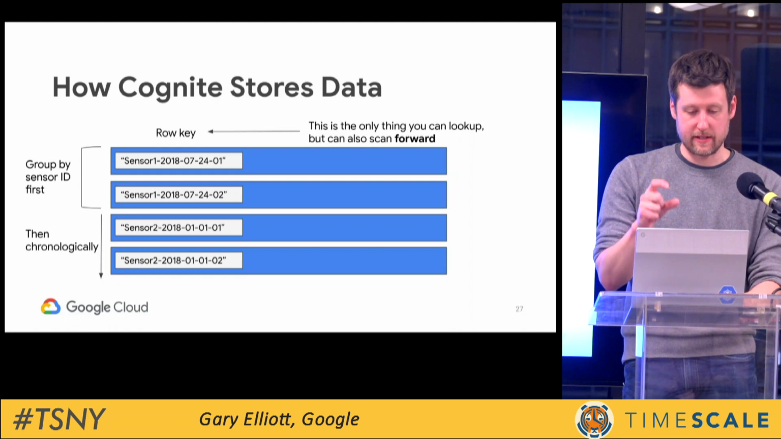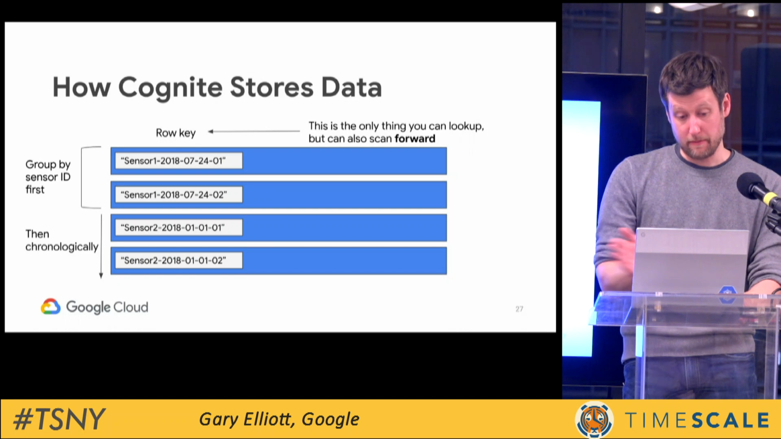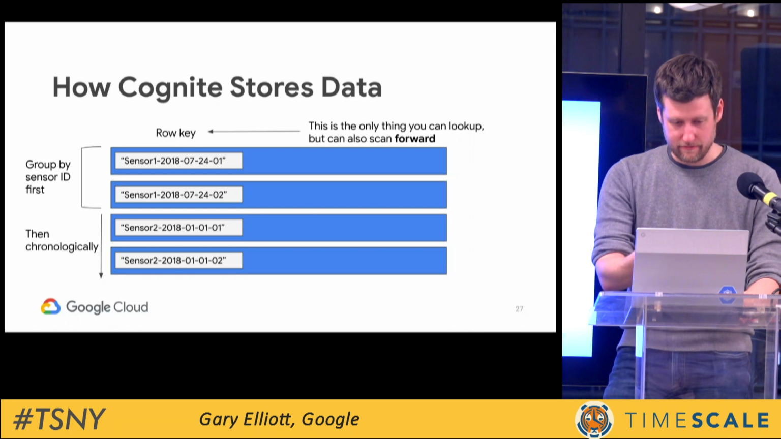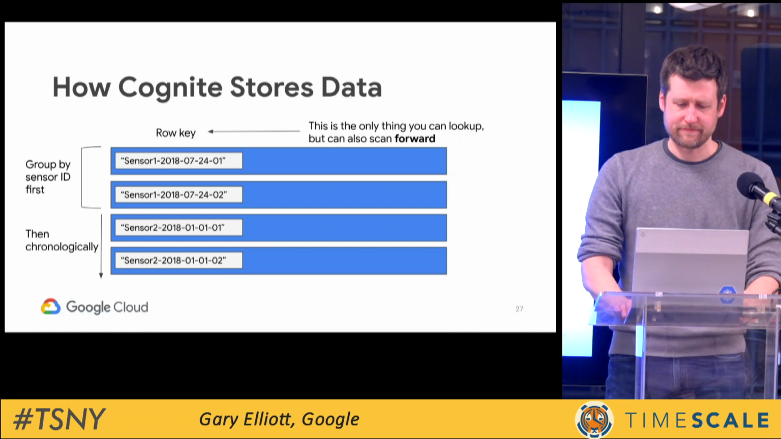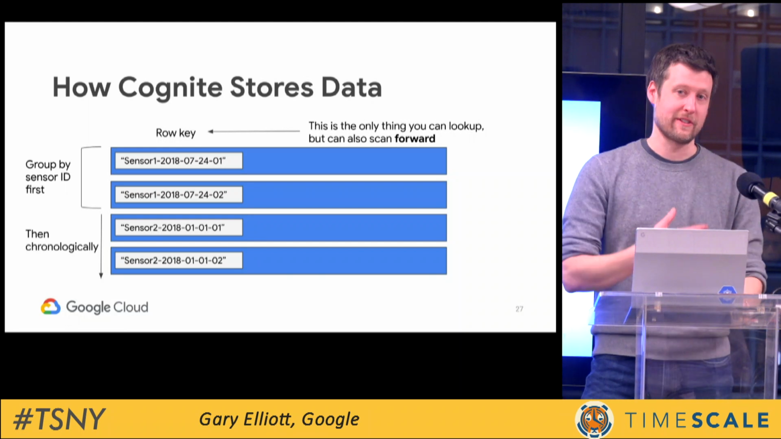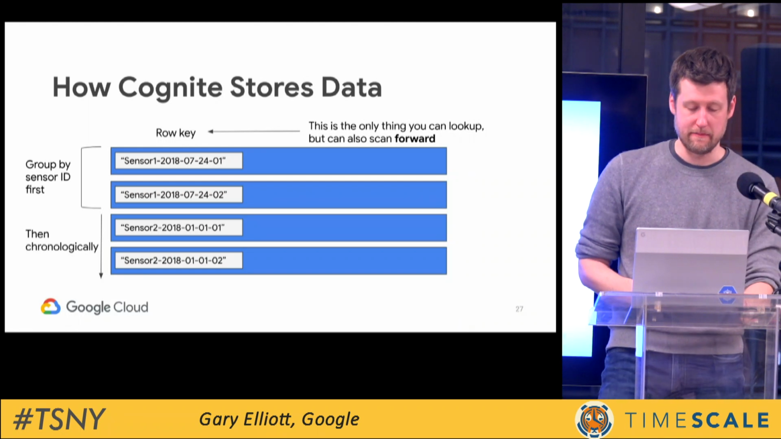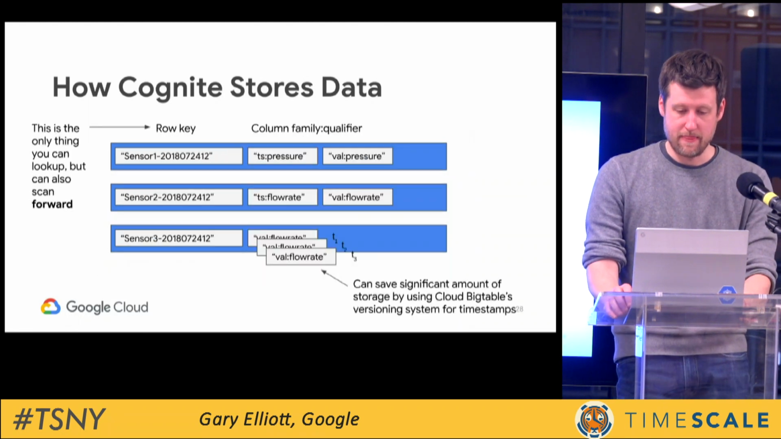So first they're grouping by the sensor ID and then chronologically. And they're storing a bunch of values here. As a reminder, you can look up directly. Like if you know the row key, you can go there directly and read all the data in the row. But again, you can scan through the row space, and that's very fast in Bigtable.